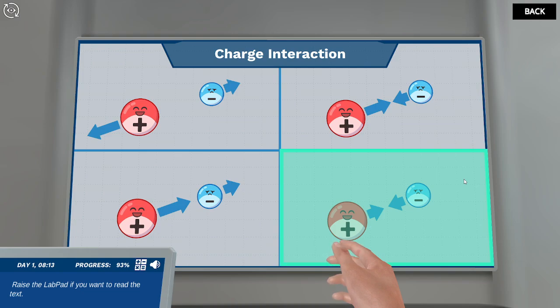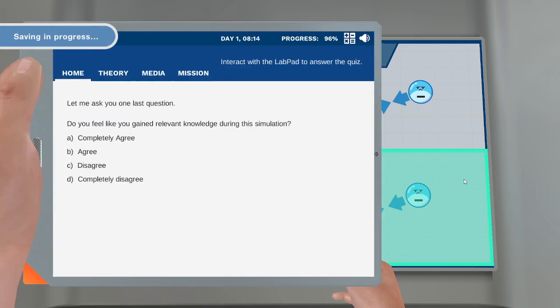You know what? I think I'll stick to this look for a bit longer. Holographic finishes are cool, but classic Dr. One is even cooler. Let me ask you one last question.